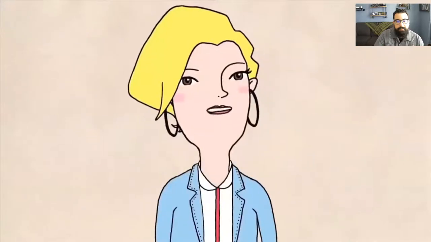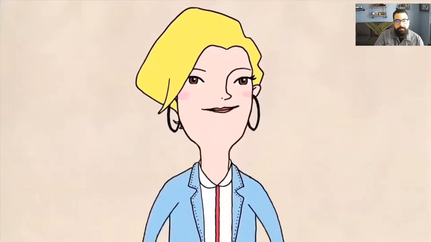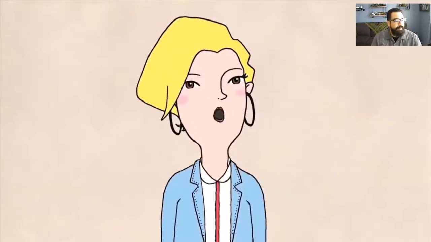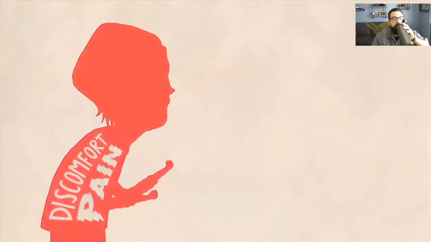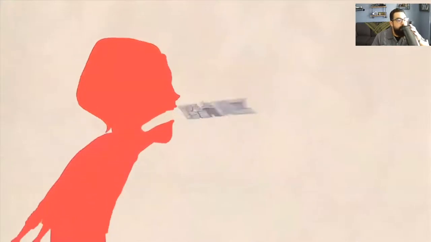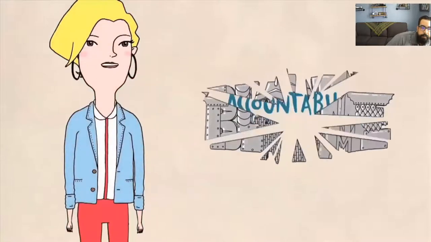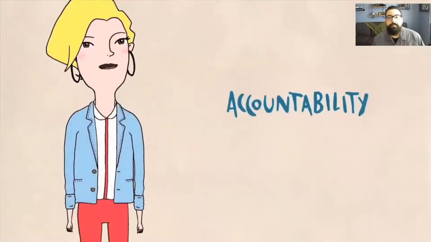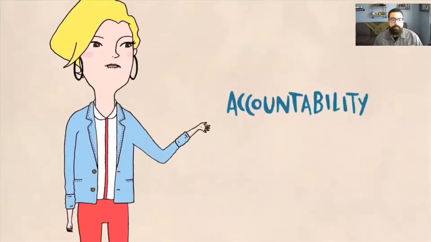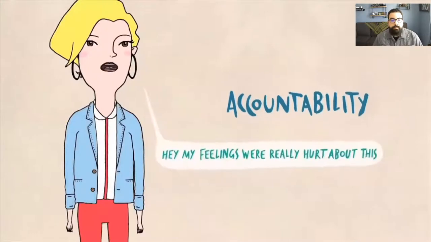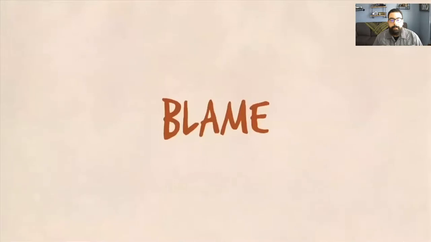But here, if you enjoy blaming, this is where you should stick your fingers in your ear and do the no thing, because I'm getting ready to ruin it for you. Because here's what we know from the research. Blame is simply the discharging of discomfort and pain. It has an inverse relationship with accountability. Accountability, by definition, is a vulnerable process. It means me calling you and saying, hey, my feelings were really hurt about this, and talking. It's not blaming. Blaming is simply a way that we discharge anger.